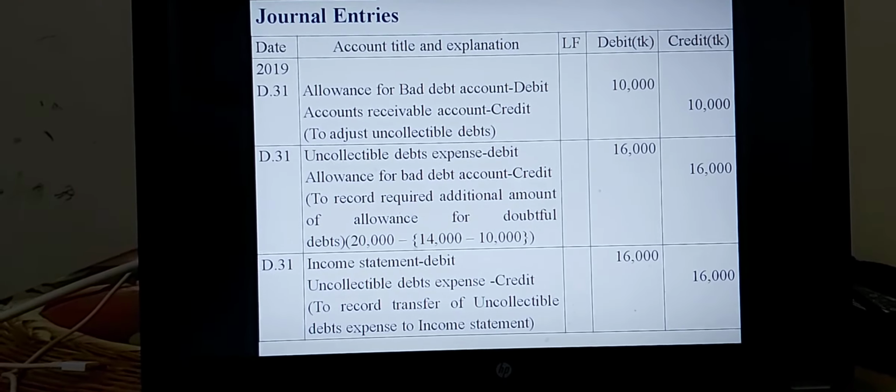And the third journal is for transferring the bad debt expense account to the income statement. The third journal is income statement debit, uncollectible debt expense or bad debt expense credit, for taka 16,000.